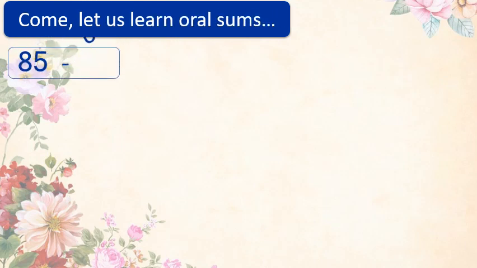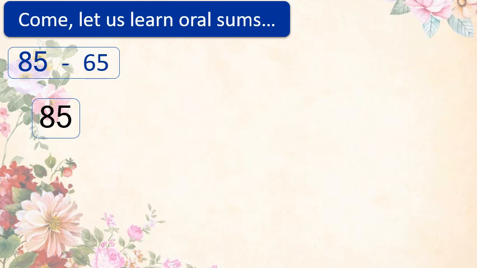See this, 85 minus 65. Here the greater number is 85. We will write it like this. Then we have to subtract 65, which means 6 tens and 5 units. Correct?